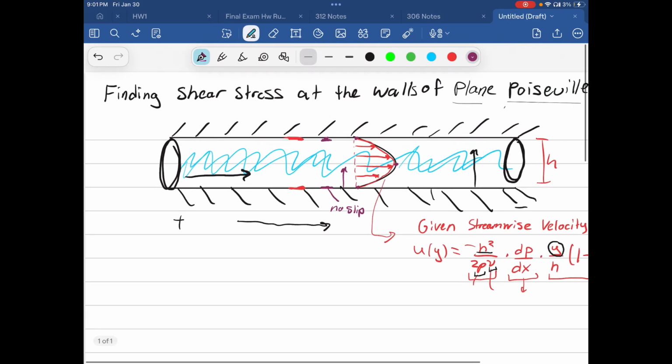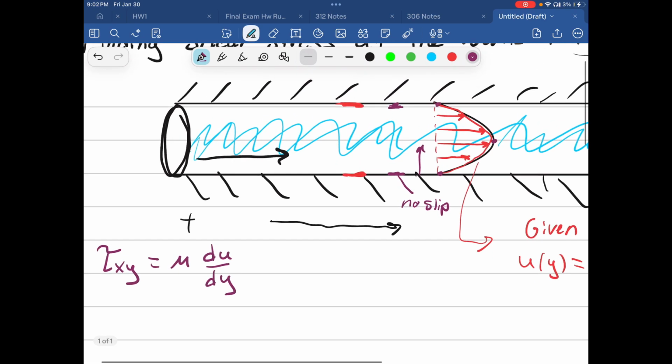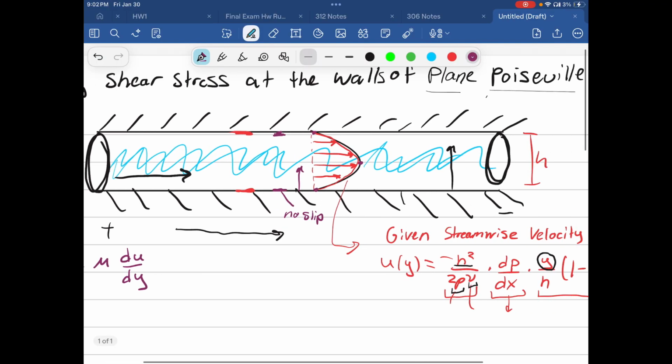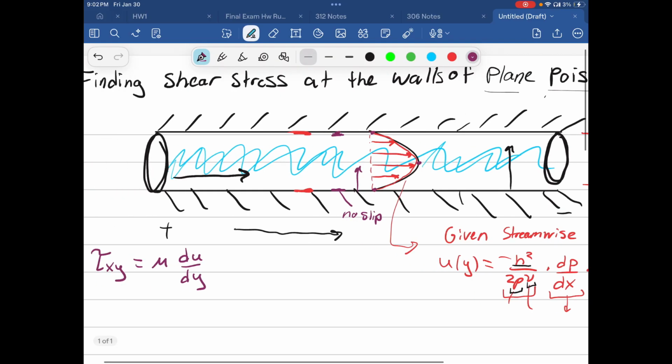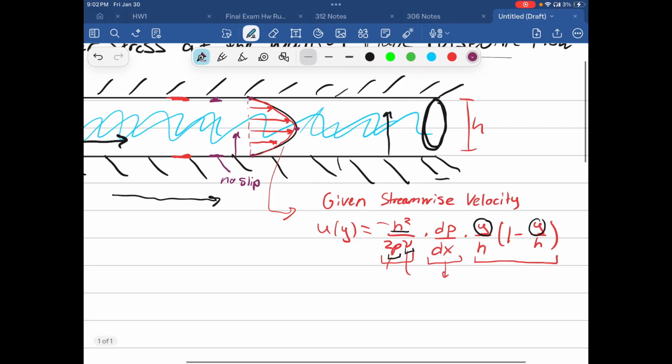So we're trying to find the shear stress at either of the walls. And so the way that we do that is with this relationship. We have tau xy equals our viscosity, or viscous term, times du dy. And so if you notice, since this is an infinite plate, right, this is going off into infinity, this is going off into infinity.